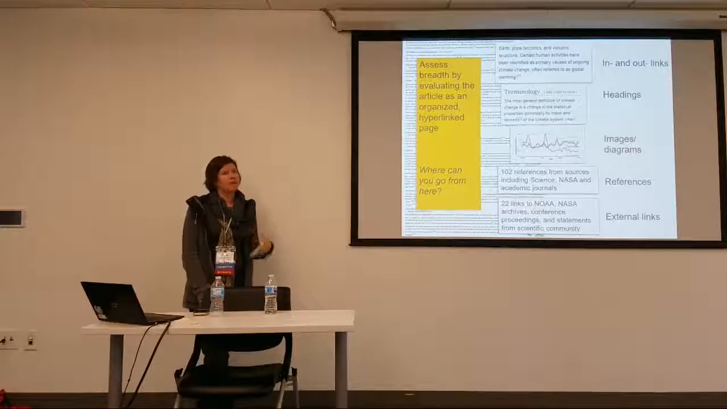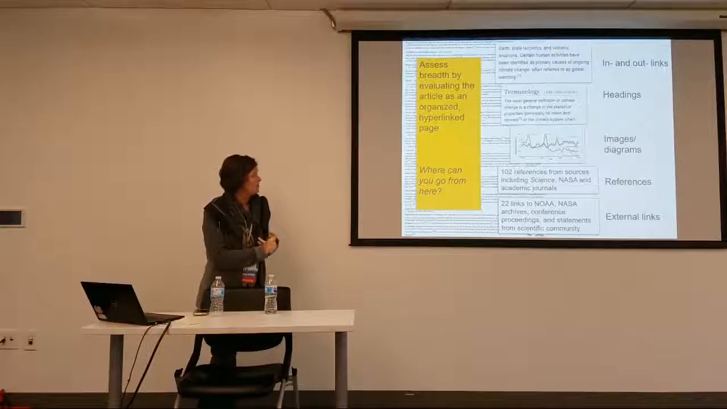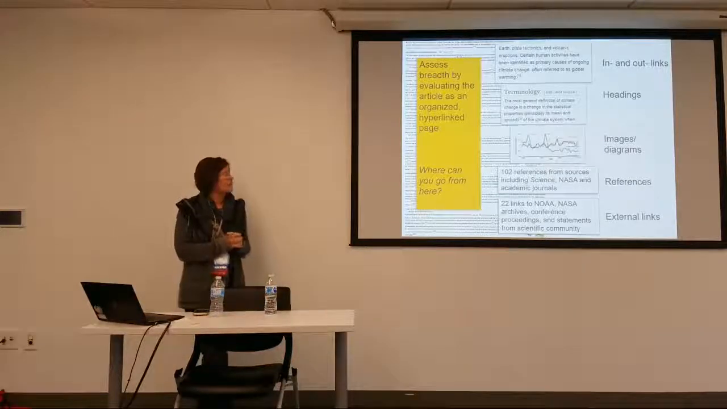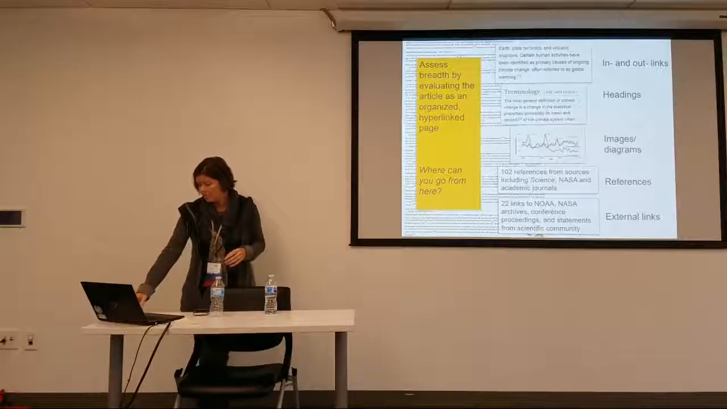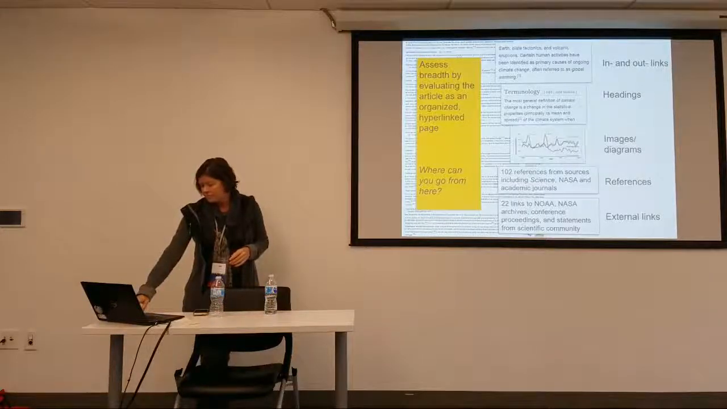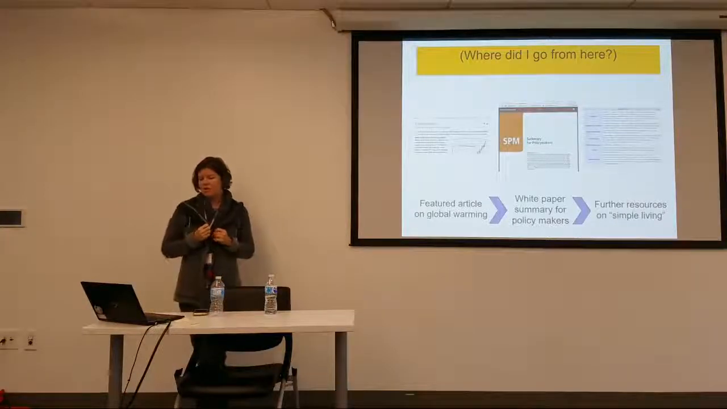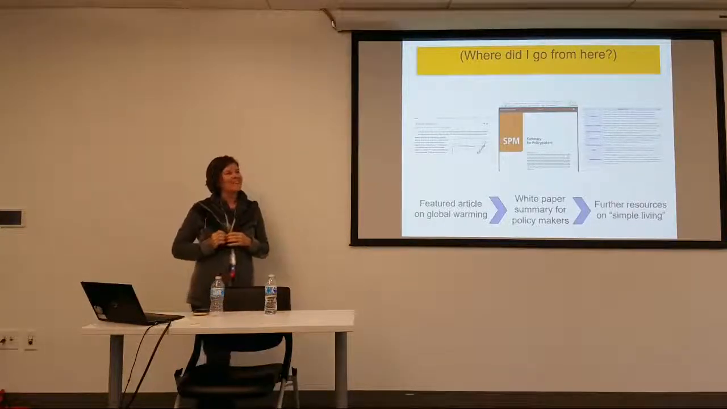This, I think, should be one of the core things that we can do as librarians: go to that references section and look at not only the number of references, but also the types of references that they represent. And also external links can also be a signal of how good the article is.